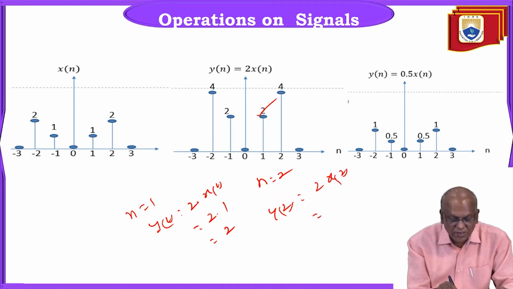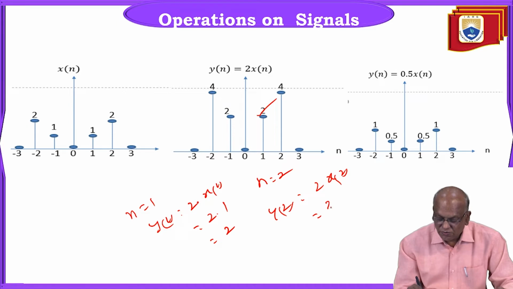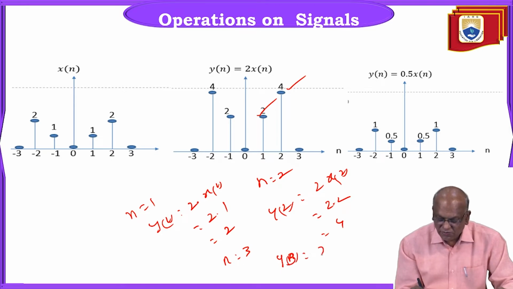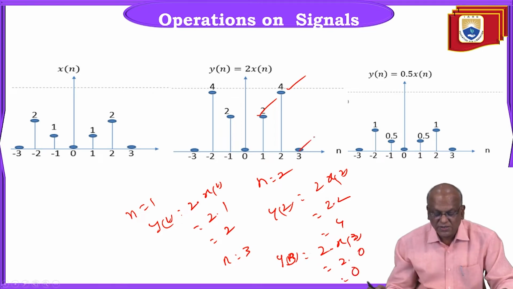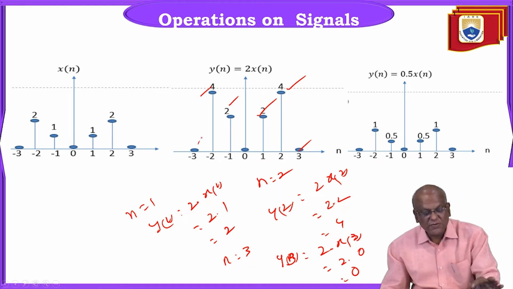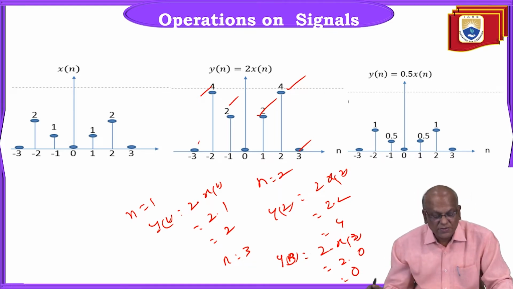X of 2 value equal to 2. 2 into 2, we get the 4. This value equal to 4. For n equal to 3, y of 3 equal to 2 times of the x of 3. That equal to 2 into 0. That gives the 0 value. Like this, we are getting 2 times. This is the amplified version of the x of n.